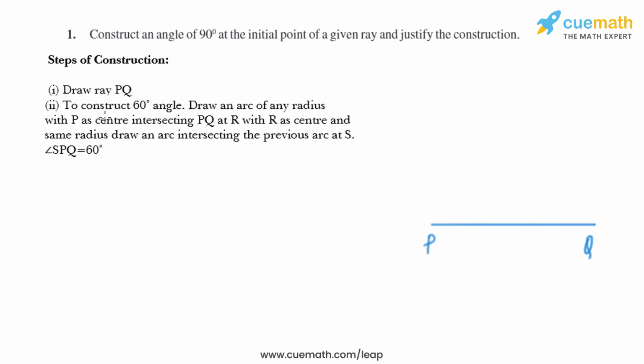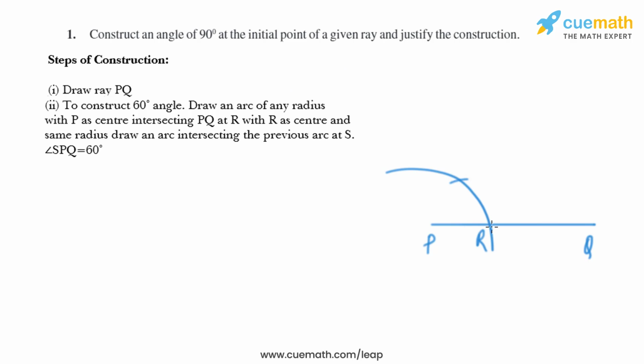Now in the next step, to construct a 60 degree angle, draw an arc of any radius with P as the center intersecting PQ at R. With R as center and the same radius, draw an arc intersecting the previous arc at S. Angle SPQ equals 60 degrees. So with P as the center, we will draw an arc like this of any radius using a compass that intersects PQ at R.